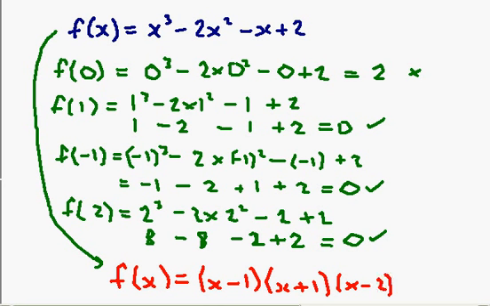So in other words, what you can see is that if x is 1, then this bracket is 0, and so the whole thing is 0. If x is minus 1, this middle bracket is 0, so the whole thing is 0. Or if x is 2, this bracket is 0, so the whole thing is 0. So I have factorized a cubic just by guessing the values of x that it could possibly work for.